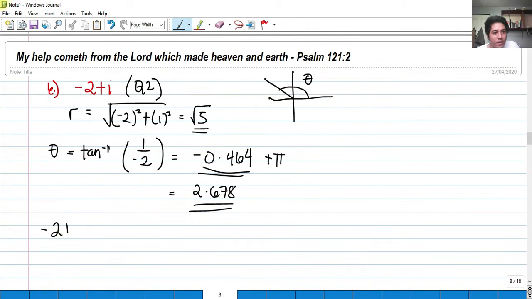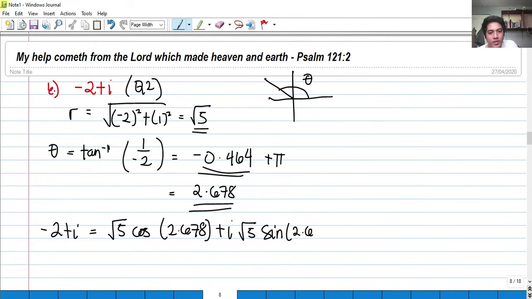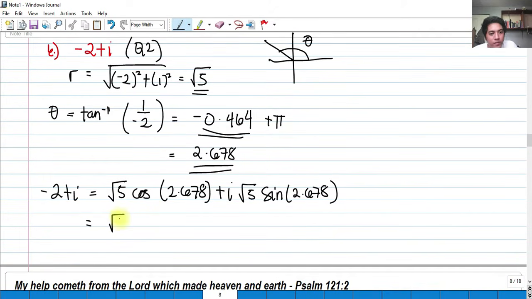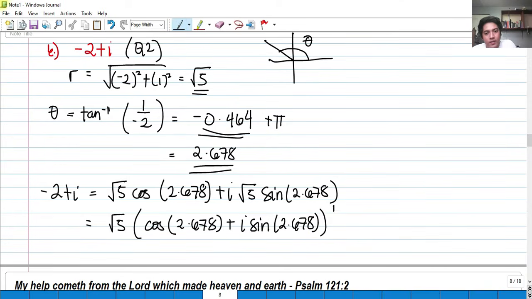So again, the polar form of this should be square root of 5 cosine of 2.678 plus i square root of 5 sine of 2.678. Since square root of 5 is common to them, that is square root of 5 times cosine of 2.678 plus i sine of 2.678.